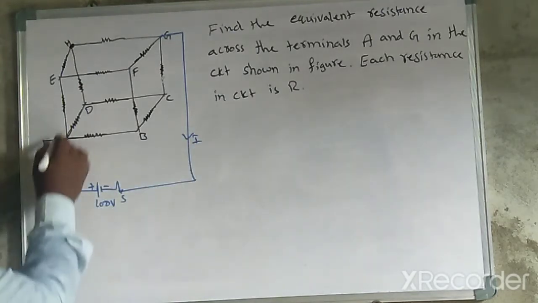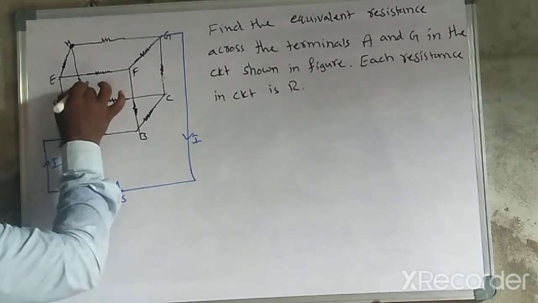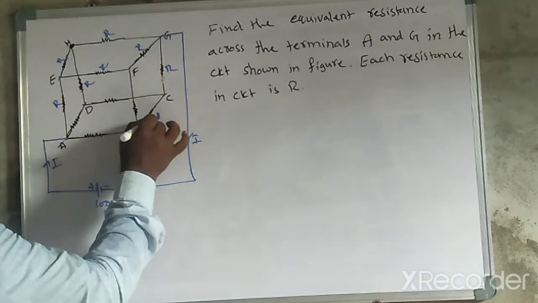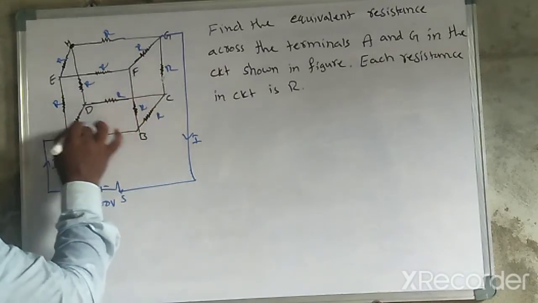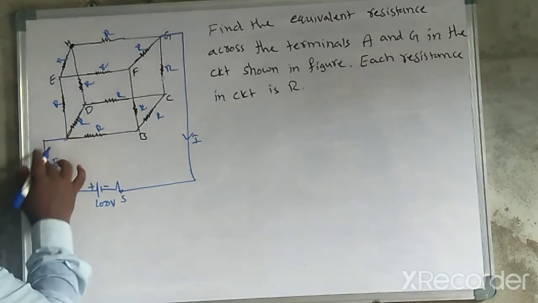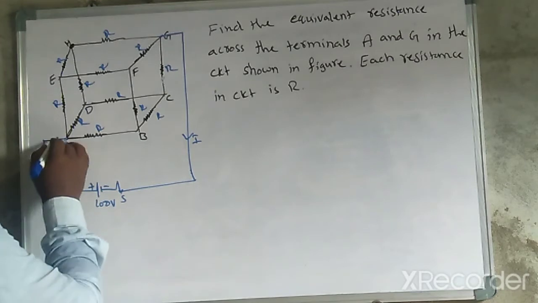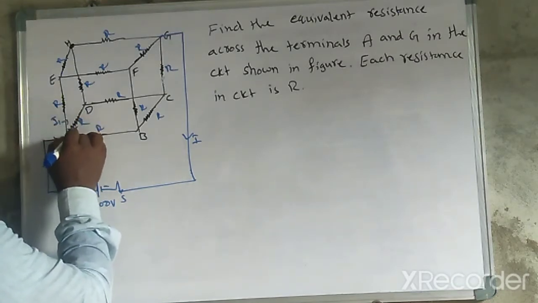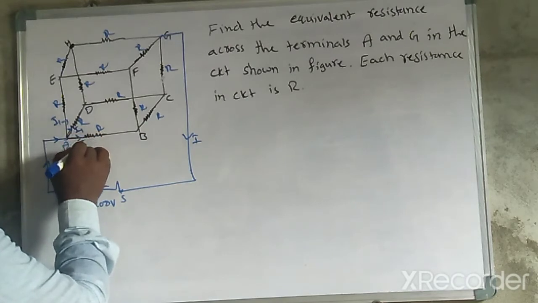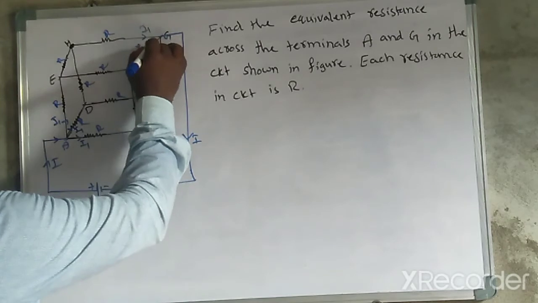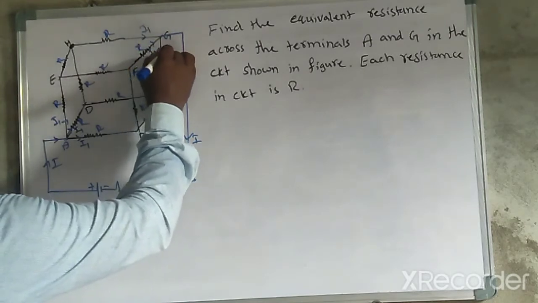Each resistor here is R, and there are a total of 12 resistors in this cube. The current I enters at point A and splits into I1 in each branch, because the three resistors are equal. So here I1 current, here also I1 current, here also I1 current.